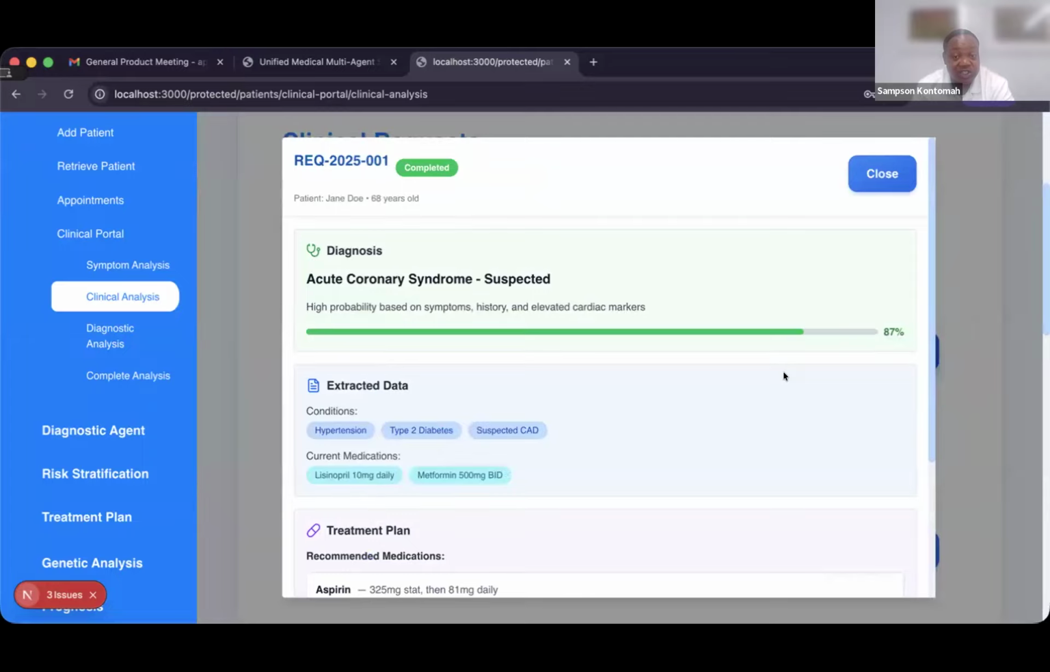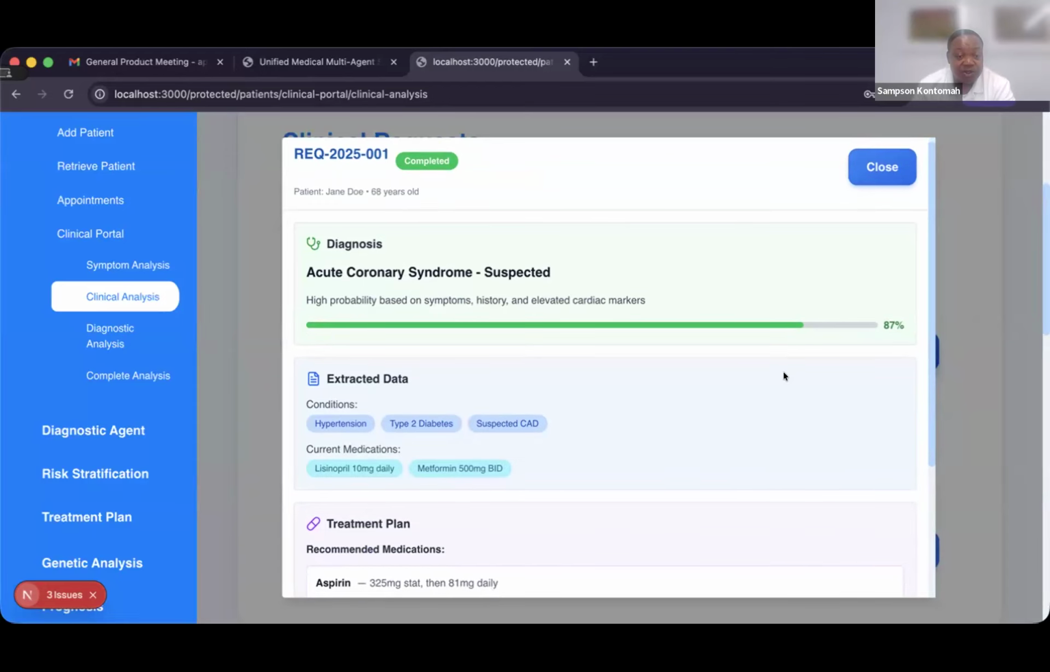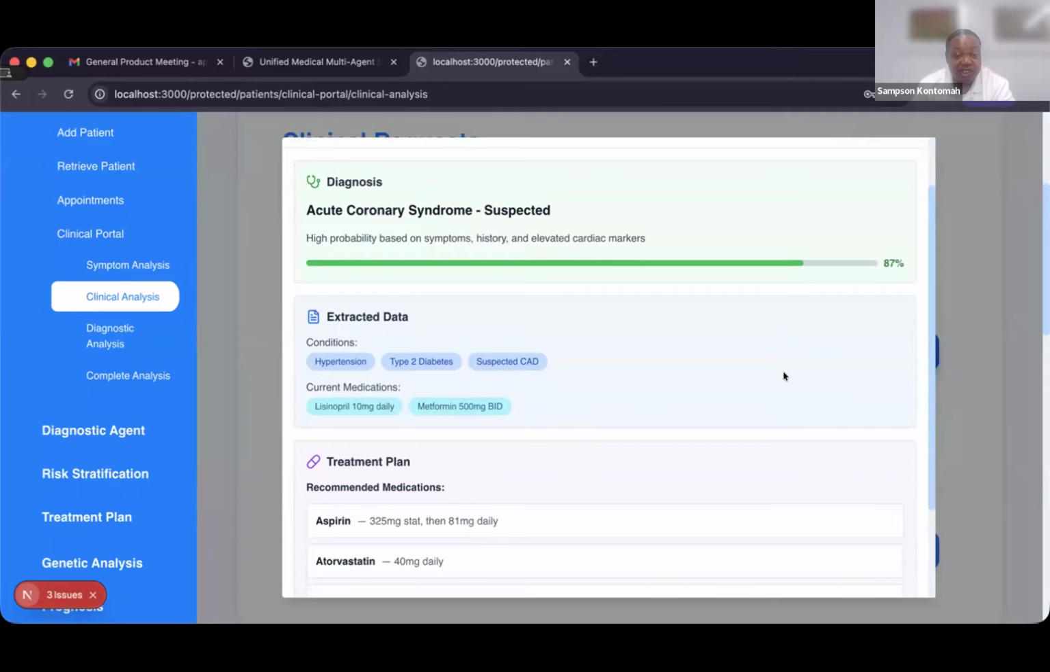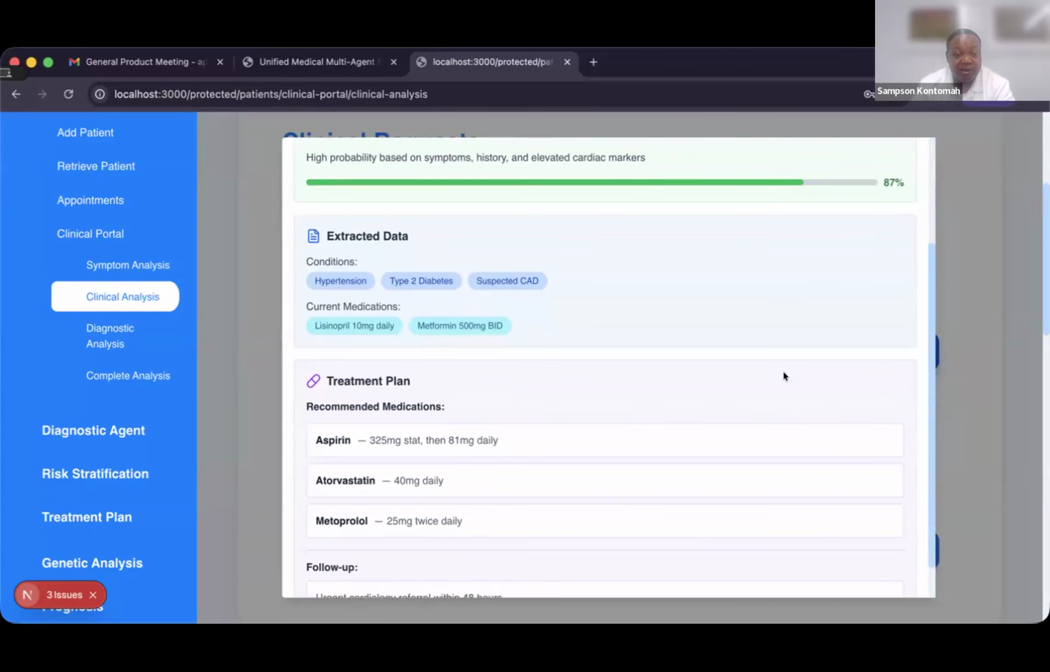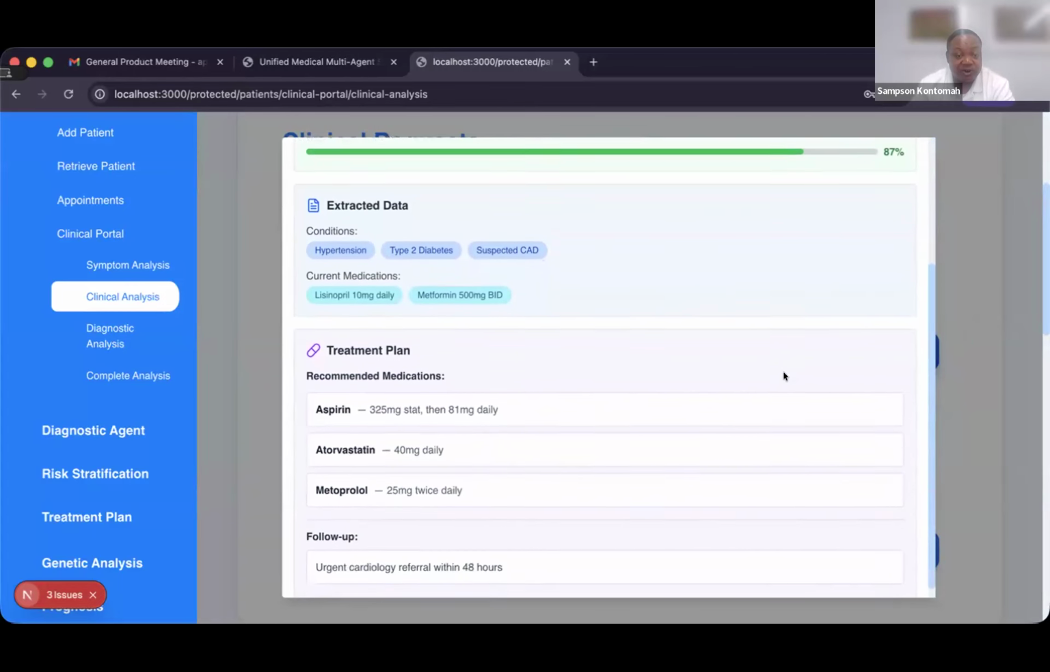So the diagnosis or suspected condition is coronary artery disease, and a high probability based on the symptoms, history, and elevated cardiac markers. So we have extracted data: conditions of this patient are hypertension, type 2 diabetes, suspected coronary artery disease, and medication is linezolid 10 milligram daily, and metformin 500 milligram twice daily.